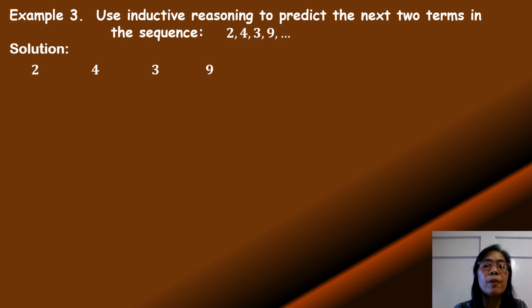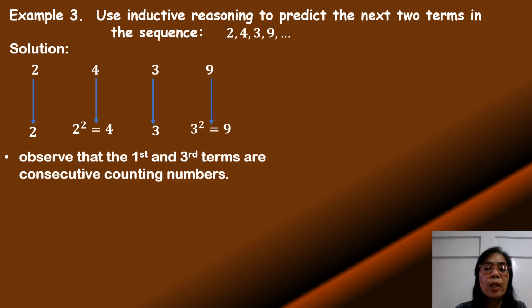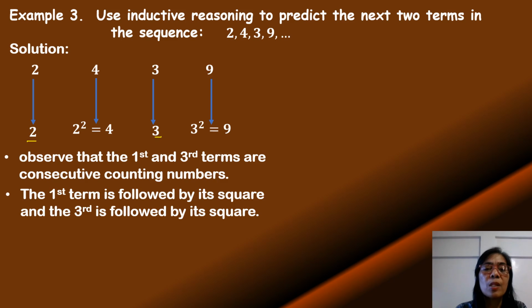So we have 2, 4, 3, and 9. If the first term is 2, notice that the second term, which is 4, is actually the square of 2. Then the next term is 3, followed by its square, which is 9. So we can observe here that the first term is 2, the second term is 3, so they are consecutive counting numbers. And notice that the first term 2 is followed by its square, and the third term 3 is followed by its square.